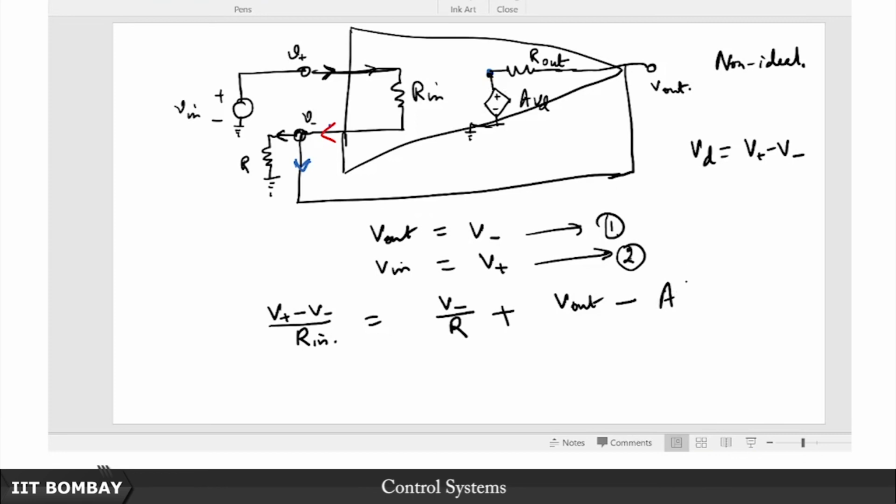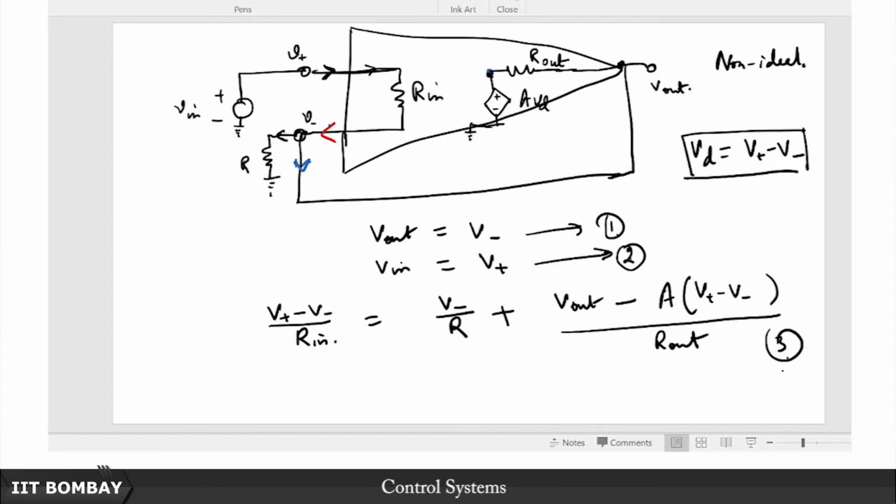So it is A times V_d, and what is V_d? Notice this fundamental equation. So I am going to just replace this V_d with this V+ minus V− here, right. And what is this impedance over here? It is R_out. So R_out is the impedance across these two terminals. So that is R_out, okay. So that is my third equation.